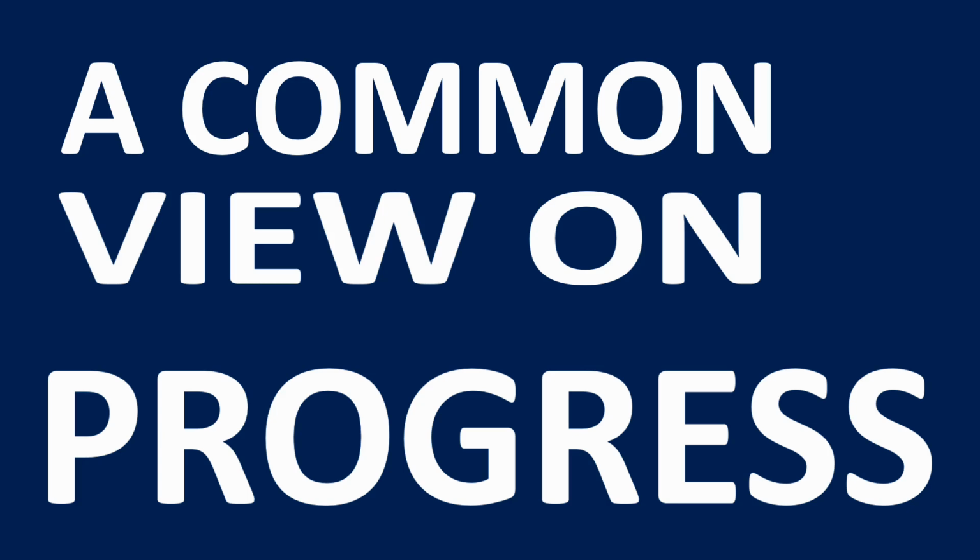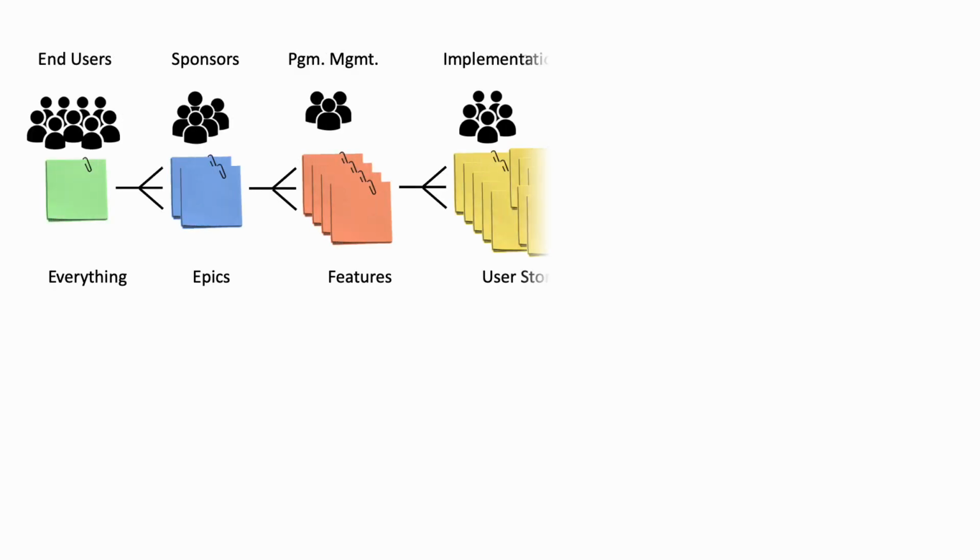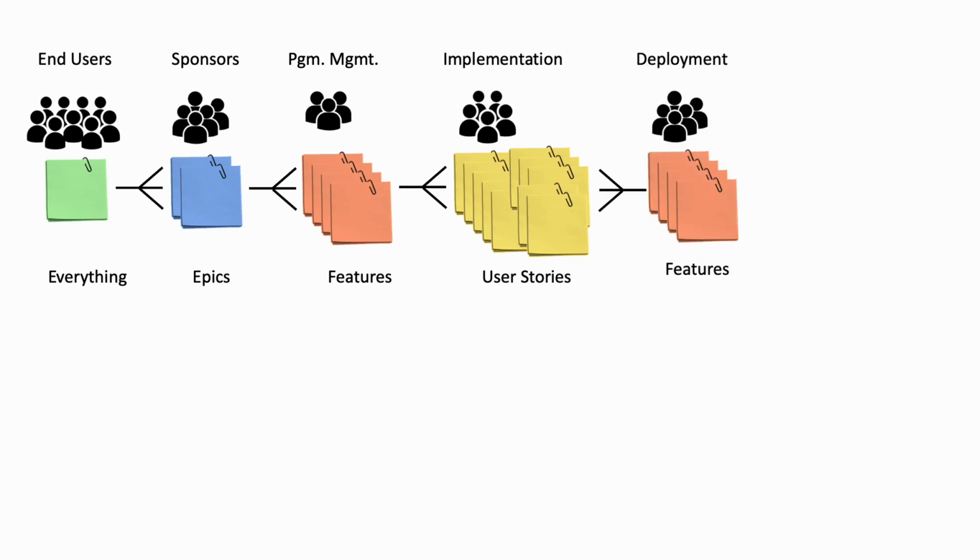This is the solution that was presented after viewing that in a large program, different stakeholders were having a look on progress with different levels of granularity. So when the end users were expecting to have everything, sponsors were viewing some parts of it in major epics, and program management was slicing them finally into features ready for implementation. That was also the minimum unit being deployed into production.